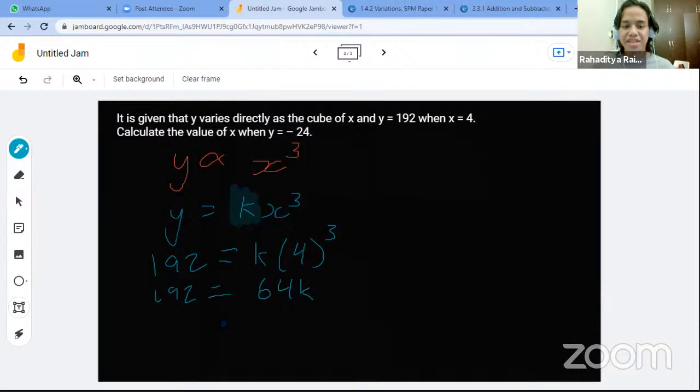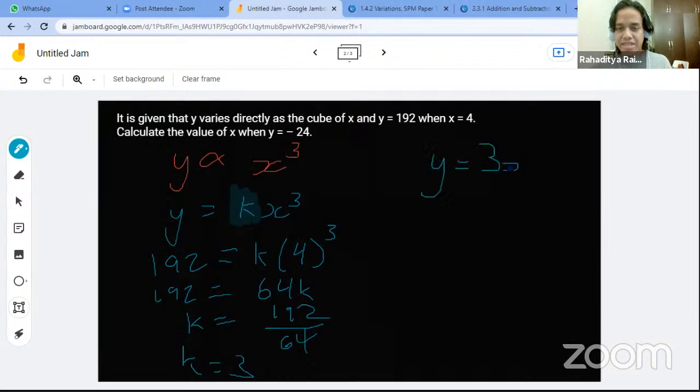Okay, 64k. So k is equal to 192 over 64. I need to get a calculator because I can't do this math in the blink of an eye. 192 over 64, and you'll get k is equal to 3. Okay, so now you know k is equal to 3. So now you can rewrite this as y is equal to 3x cubed.